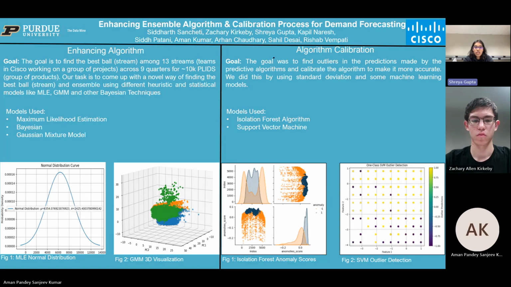Lastly, we decided to replace the standard deviation model with a nonlinear support vector machine model, which finds a plane to separate the outlier PLIDs from the rest of the PLIDs. The model makes a curve instead of a straight line for finding the outliers.